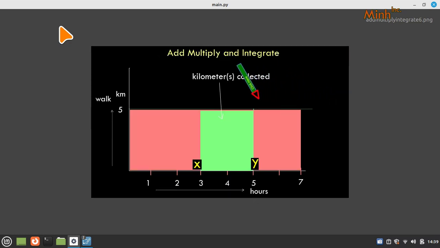Now, same thing. A person is walking 5 km per hour, and between x and y, how much has he walked? So that is the area. That is 5 into y minus 5 into x. If I say 5 into y, this is this area. And if I say 5 into x, then it is this area. So 5y minus 5x, same thing.